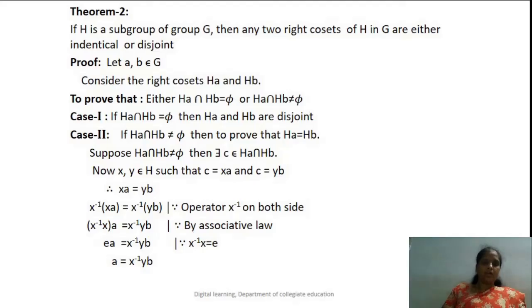Then operate x inverse on both sides. So x inverse xa is equal to x inverse yb. Group x inverse into x with the associative law, and group x inverse into y with the b. So x inverse x becomes the e here with the a, and x inverse y with b. So e into a becomes just a, which is equal to x inverse yb.